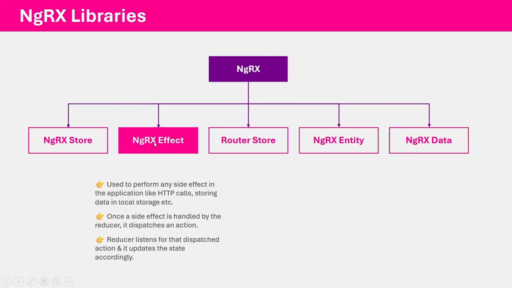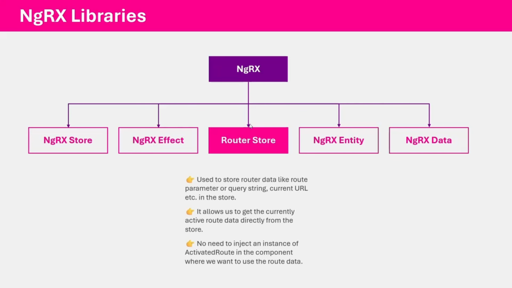After that, we have NgRx router store. NgRx router store is used to store router data like the route parameters or query strings or the currently active route URL, etc. in the store. So these data are stored as state. And it allows us to get the currently active route data directly from the store.